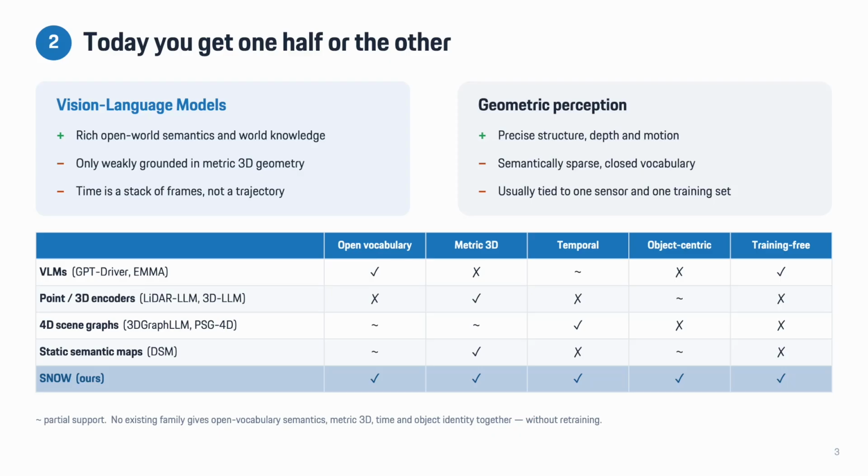However, they do not combine open vocabulary understanding, metric 3D features, temporal understanding, and object centricity. Object centricity in this case is particularly important because it bridges the gap between the language that naturally describes things as objects that move and interact with each other and the geometric domain that provides these objects their positions and their spatial and temporal features.